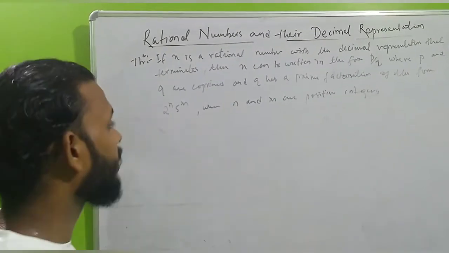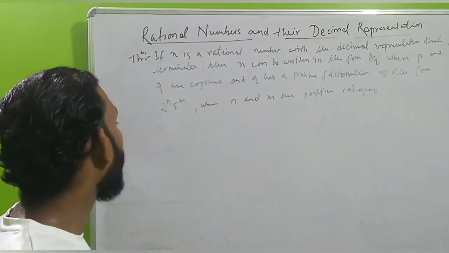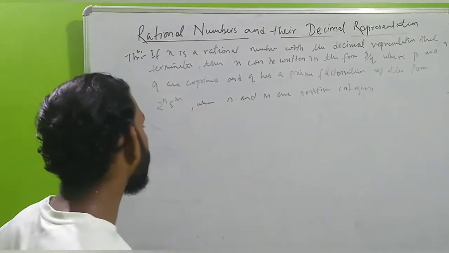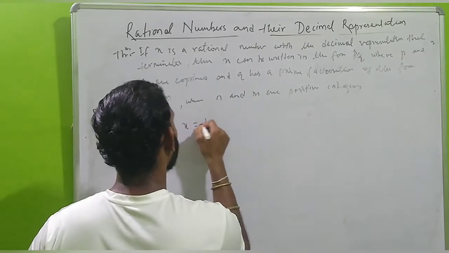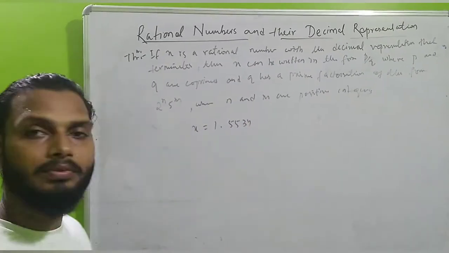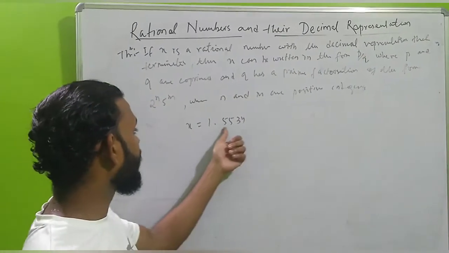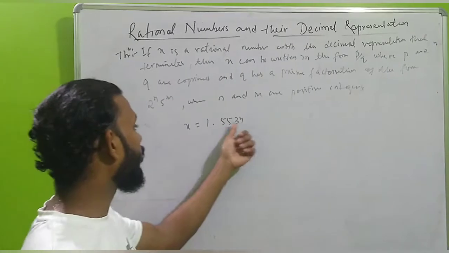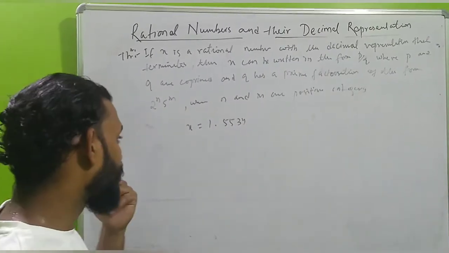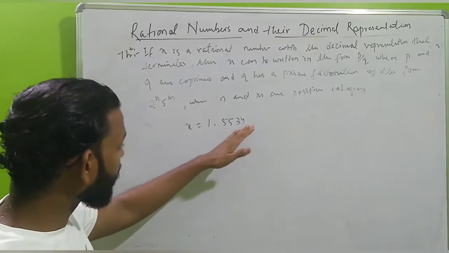So that means it is saying if I am having a rational number with a decimal representation and the decimal representation terminates, that means if I am considering a number, suppose x is equal to 1.5534. So I will be saying yes, the number, because the decimal representation terminates after the fourth place after the decimal. So if this is my x, this will be terminating.